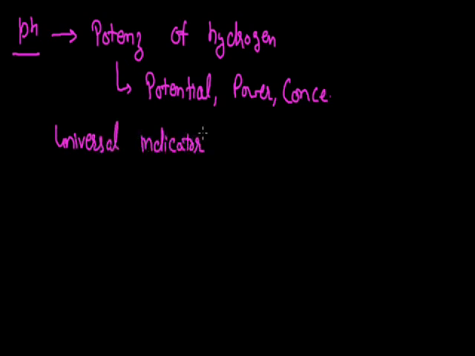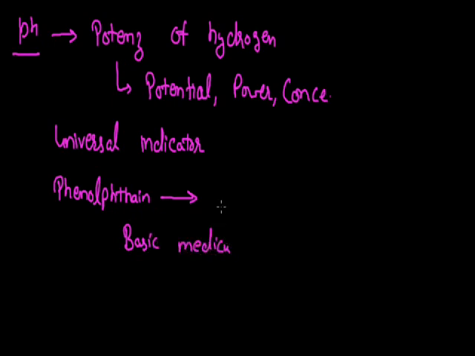because all the indicators that we have learned before this had some limitations. If I take only one example, phenolphthalein has a specific color in different kinds of medium. In a basic medium, phenolphthalein gives a pink color. But in an acidic or neutral medium, it remains colorless.